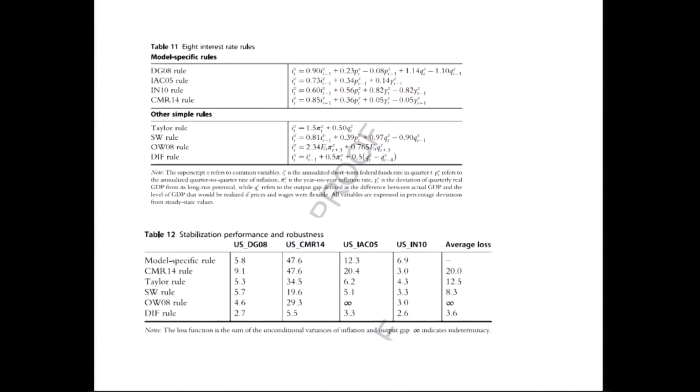So this is a very busy table. It comes from one of these papers, but you can just look at it with me to see what they're doing. So they're looking at a bunch of different policy rules. Some are model specific. They're optimal for a particular model. Others are simple. They're more general, like the Taylor rule, the Smets-Wouters rule. And then these various rules are tested out in a whole bunch of these new models.